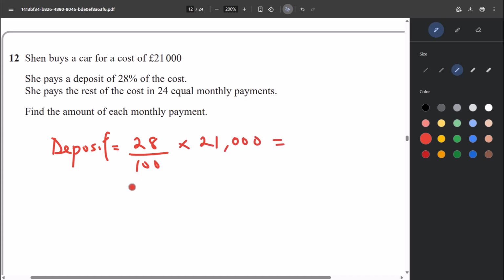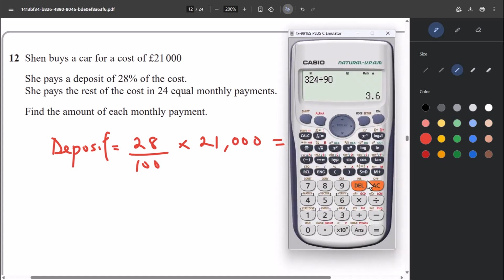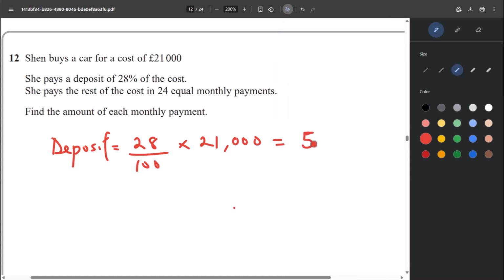Now, I'm going to use a calculator to work that out. So, 28% times 21,000. That suggests that it will be 5880. Now this is the deposit that she paid.